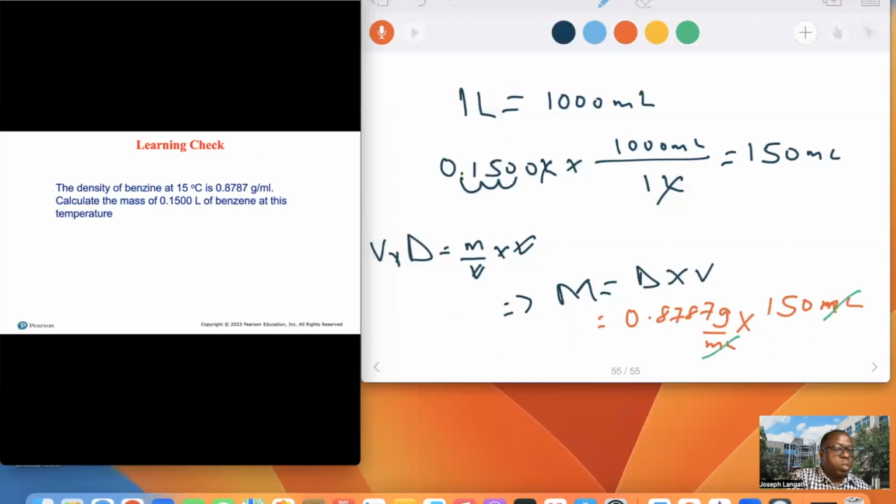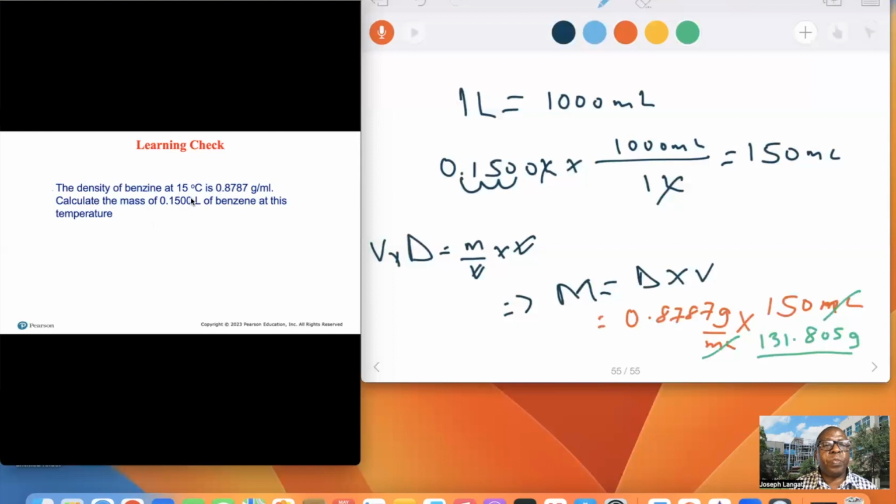From here, it's just a question of plugging into your calculator. And what you'll notice is you'll have 131.805 grams. This is more than what we need. We were given 1, 2, 3, 4, and here 1, 2, 3, 4.